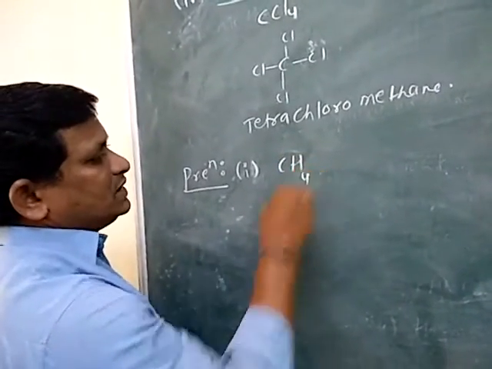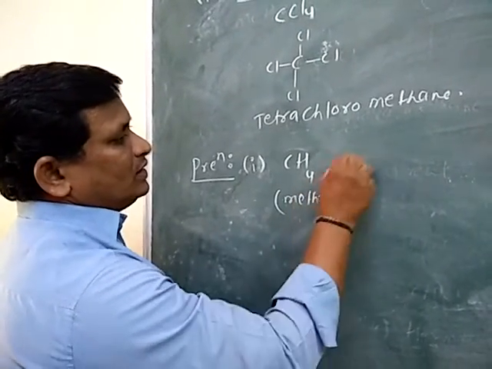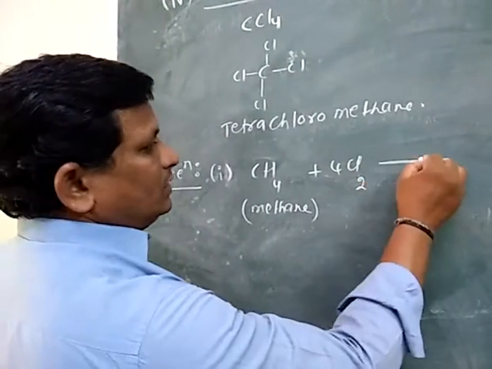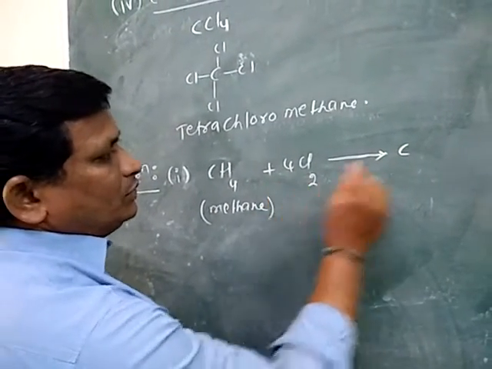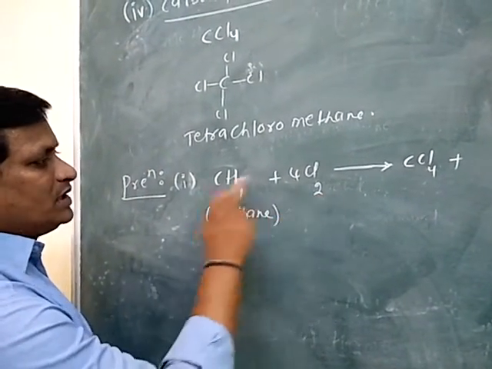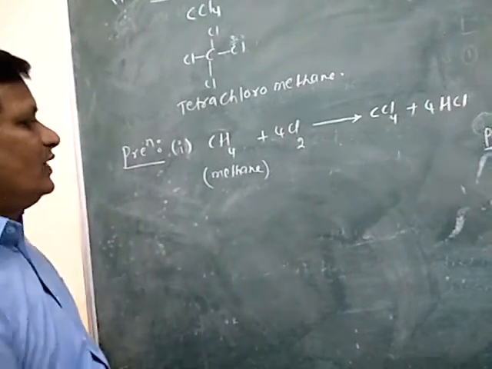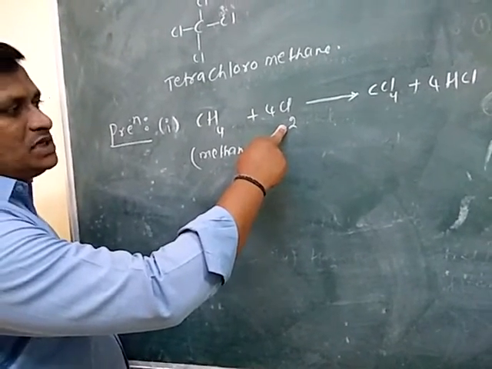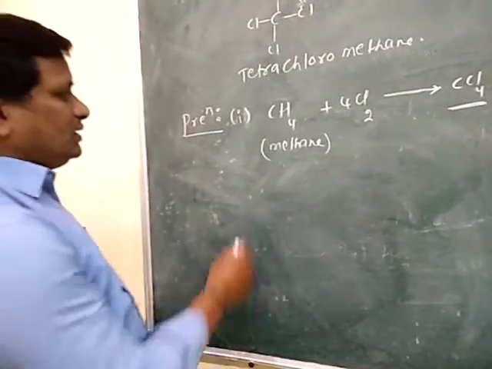Generally it is prepared from alkanes by a chlorination or halogenation reaction. For example, consider methane, the alkane. It is treated with 4 moles of chlorine, which gives 8 chlorines: CCl4 takes 4 chlorines, and the remaining 4 chlorines combine with 4 hydrogens to give 4 moles of HCl. So methane treated with chlorine, a chlorination reaction, gives carbon tetrachloride. This is the first preparation method.